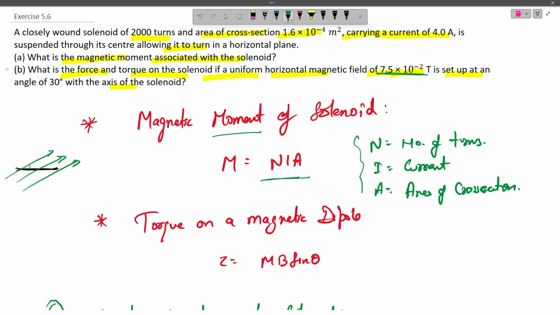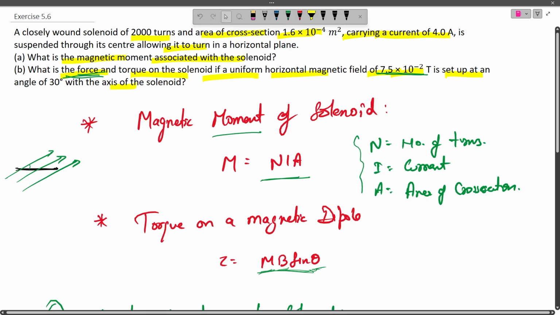And the second question says, what is the force and torque on the solenoid when this magnetic field is set up. So torque on the magnetic dipole is given by MB sin theta, where M is the magnitude of magnetic moment, B is the magnitude of magnetic field, and theta is the angle between the magnetic moment and the magnetic field, and here theta equals 30 degree. We also need to tell what is the force on the solenoid. Since the magnetic field is uniform, no net force would be acting on this solenoid by the uniform magnetic field. So force is going to be 0.